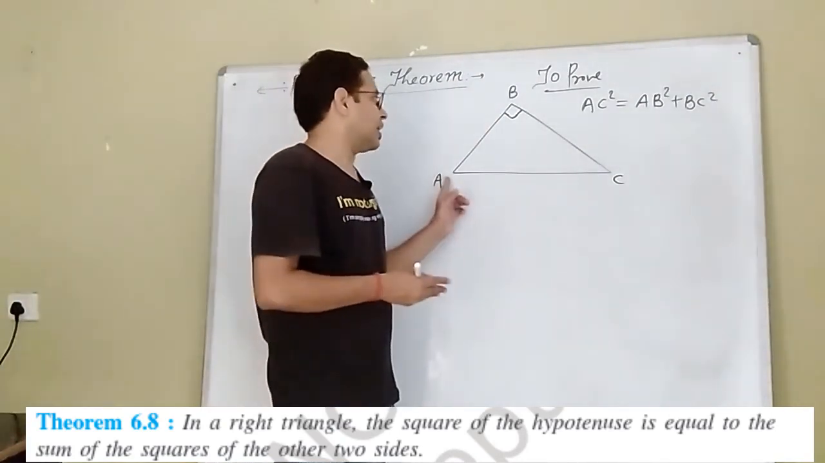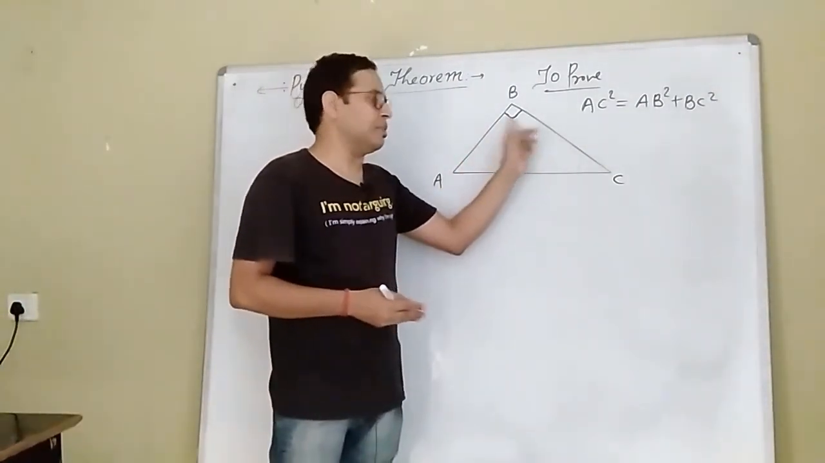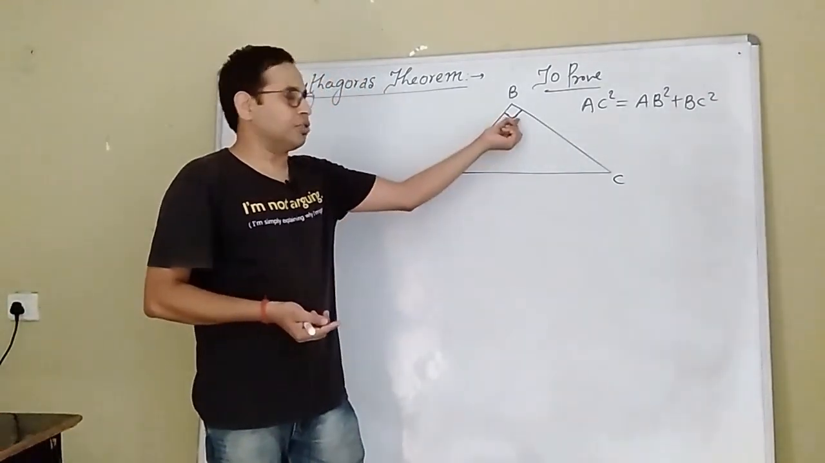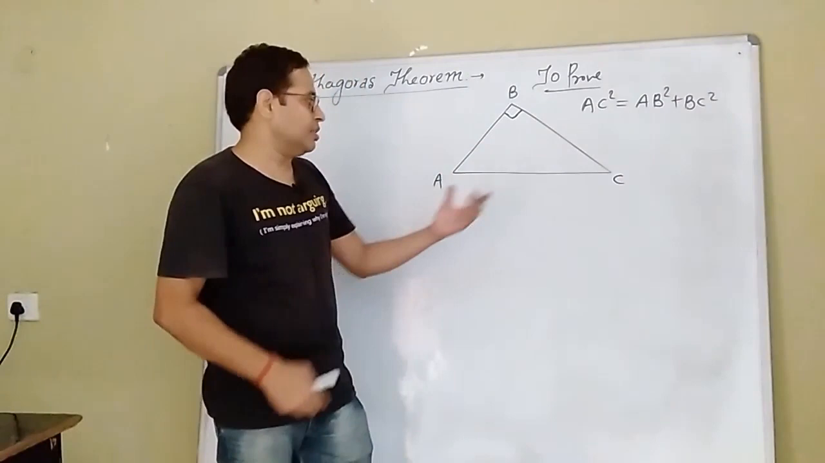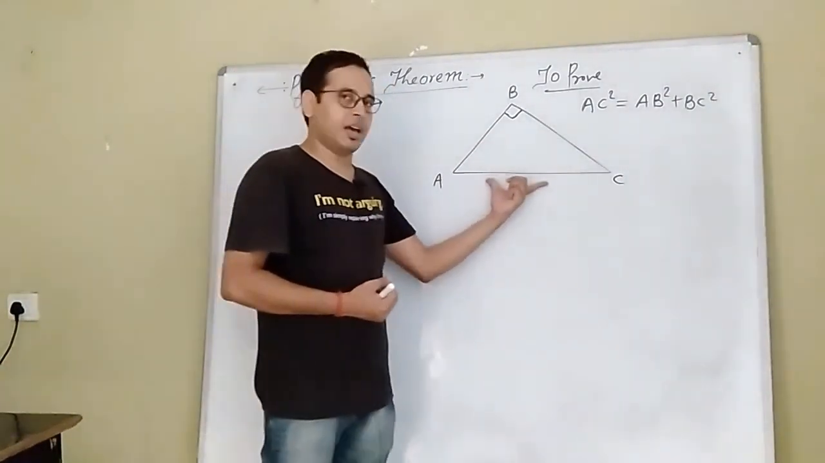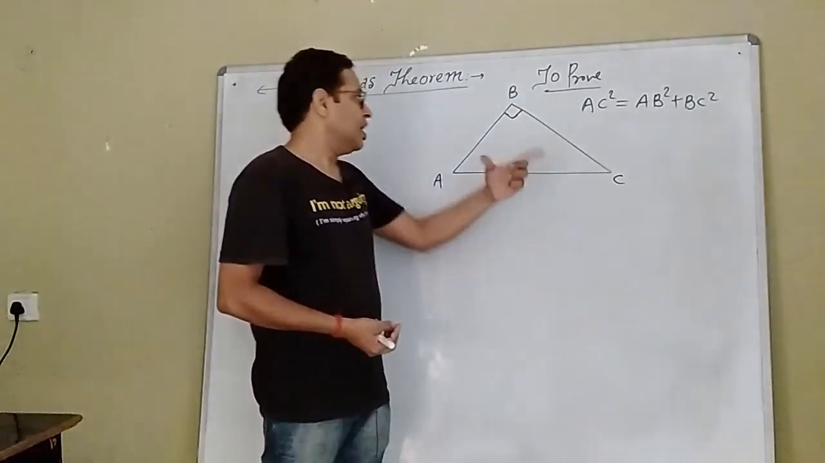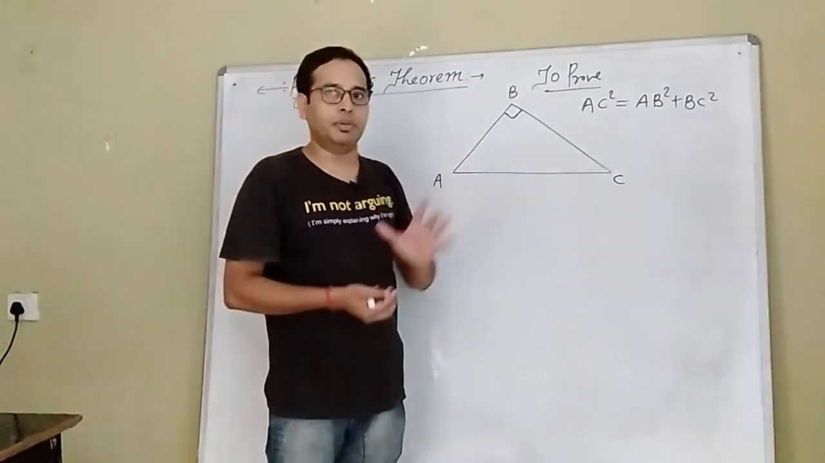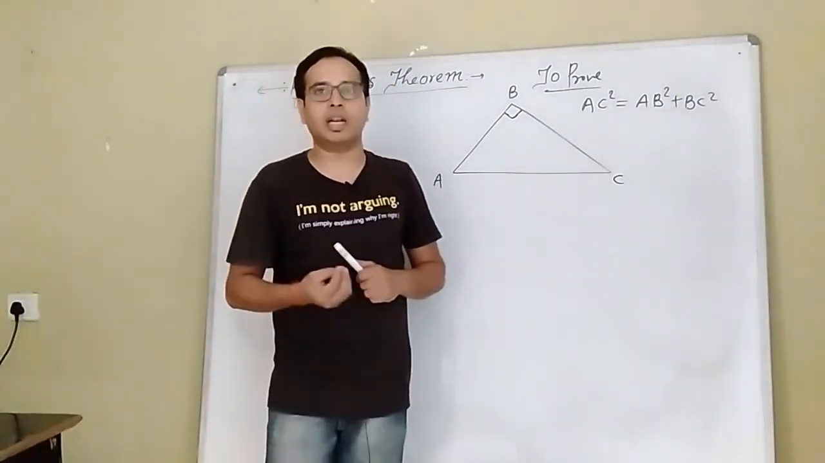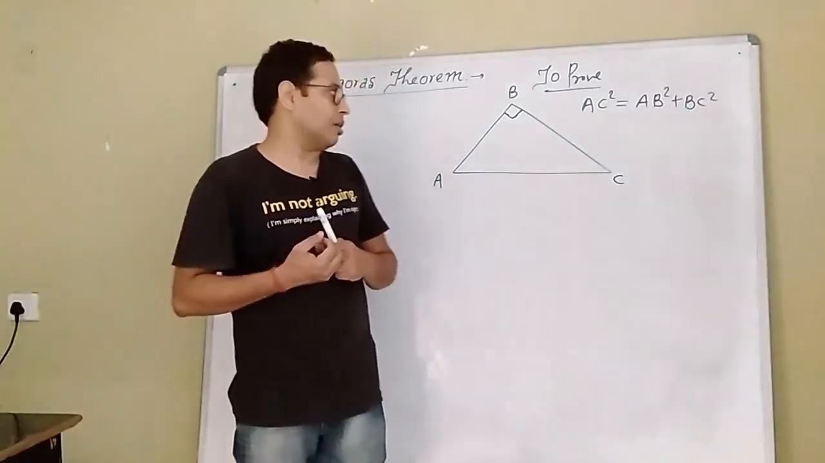We have drawn a right-angled triangle ABC, right angle at B. If B is the right angle, what will be the hypotenuse? The side opposite to the right angle will be the hypotenuse. That is AC is the hypotenuse. So what we need to prove is that AC square, square of the hypotenuse, equals AB square plus BC square. So we'll be using the properties of similar triangles to prove our Pythagoras theorem.